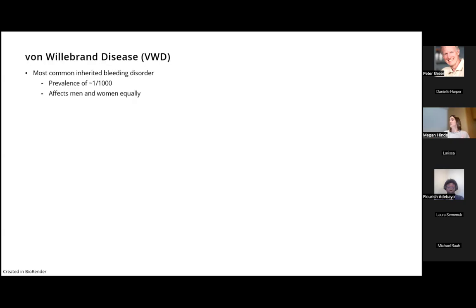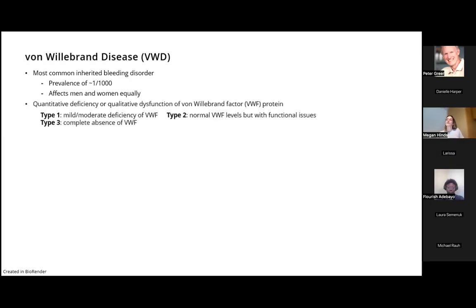So von Willebrand disease, or VWD, is the most common inherited bleeding disorder, affecting approximately 1 in 1,000 individuals. And from that, it's important to note that it affects men and women equally. VWD results from either a quantitative deficiency or qualitative defect in the VWF protein, the von Willebrand factor protein. This is a large multimeric clotting protein involved in primary hemostasis, as it facilitates platelet adhesion at sites of injury, and in coagulation, as it acts as a chaperone for clotting factor 8.